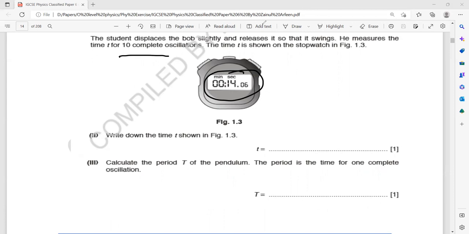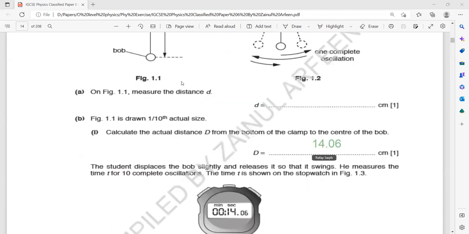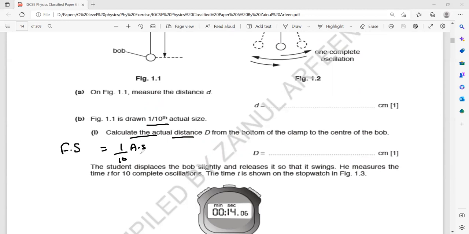Why do we multiply by 10? As you can see, in the question we need to calculate the actual size. The figure size is 1/10th of the actual size, that is, they specify the scale. If I need the actual size, it will be the figure size times 10. The figure size was 3.6, so 3.6 multiplied by 10 gives 36.